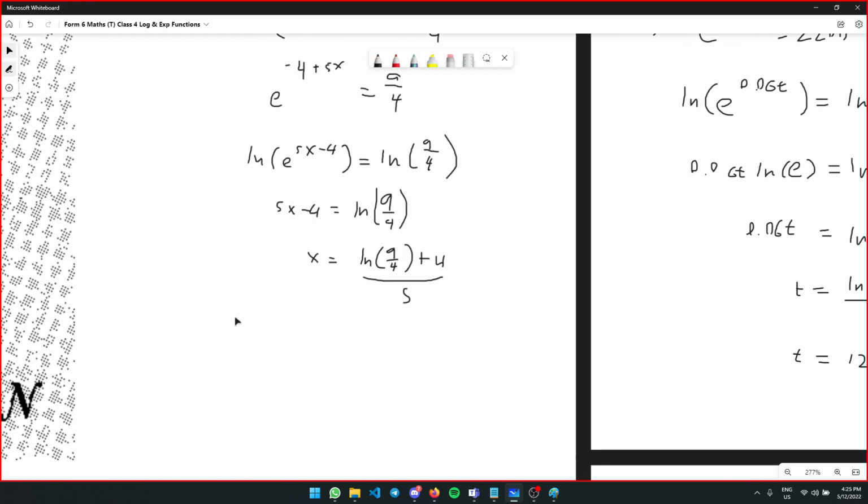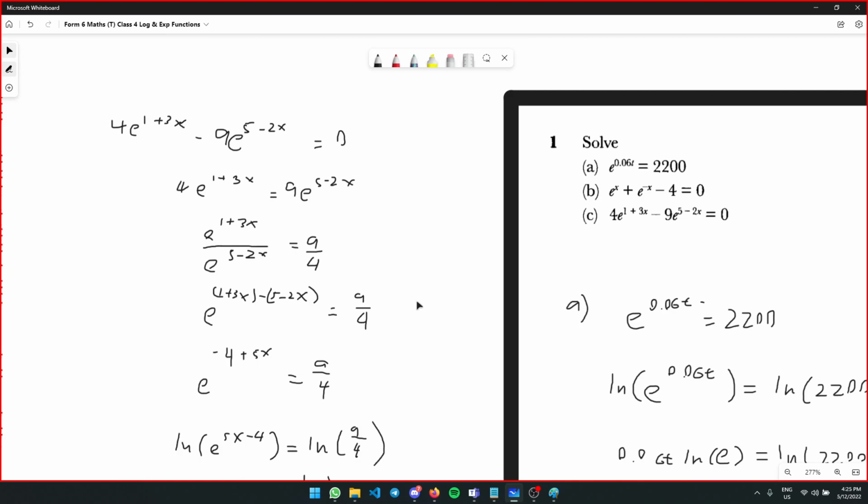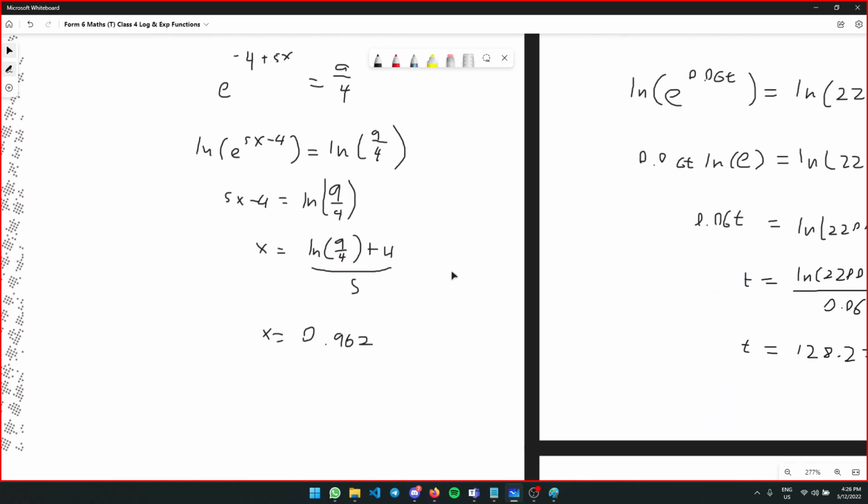You can input this in your calculator. I think you'll get, if I'm not mistaken, 0.962622. How many values do they give? Here it doesn't really matter about significant figures, so you can give 0.9626 or 0.96, as long as it's accurate enough.